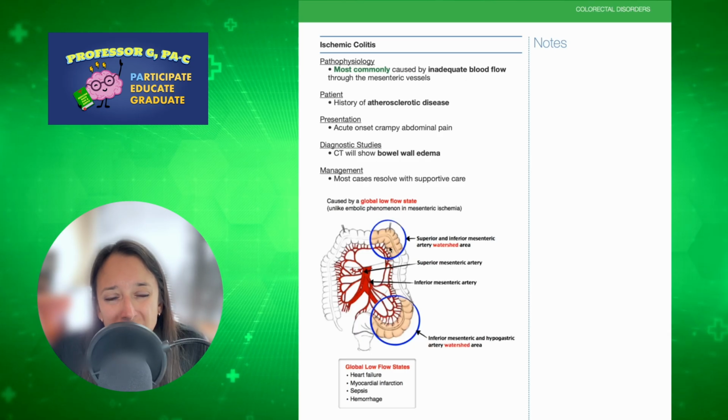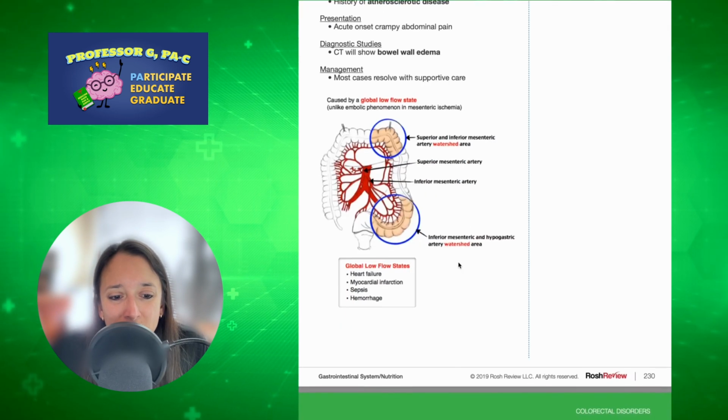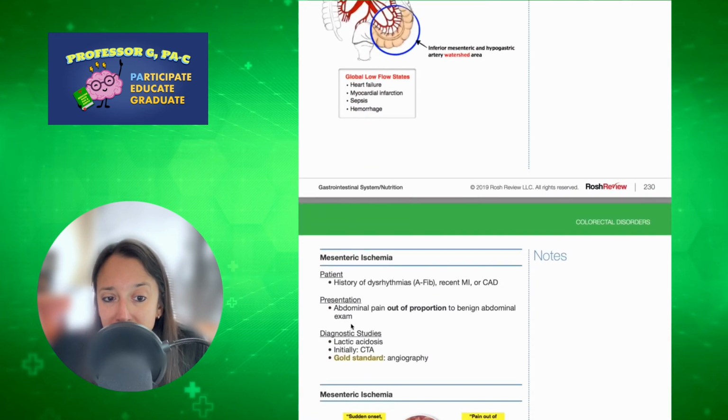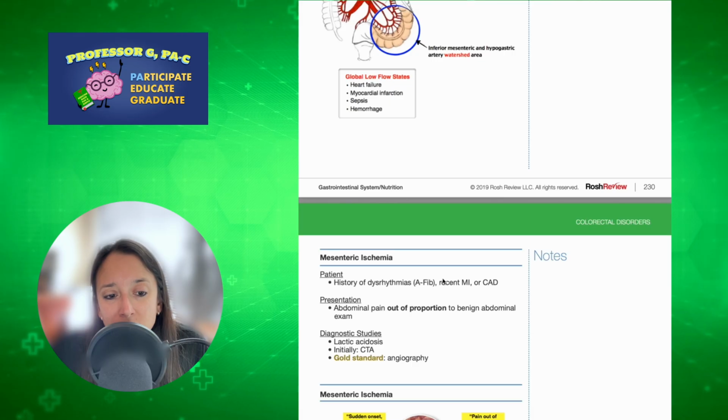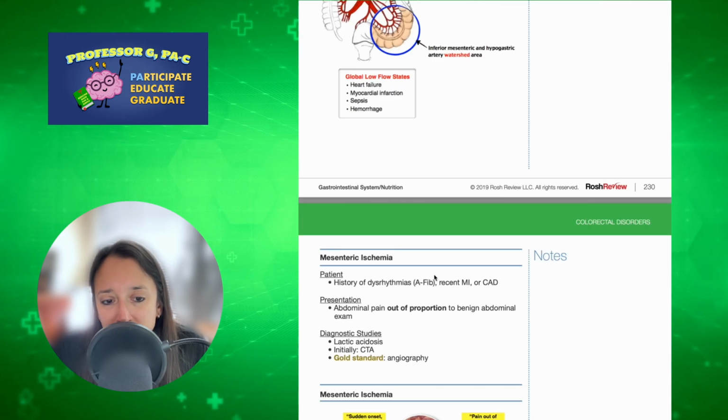CT will show bowel wall edema, so some swelling in there, and most cases resolve with supportive care. But if we have acute blockage like mesenteric ischemia, then we're going to need to give anticoagulation.